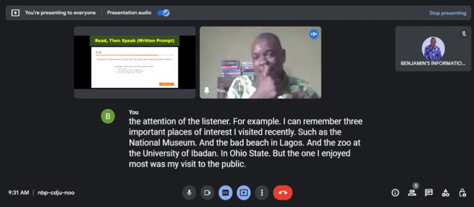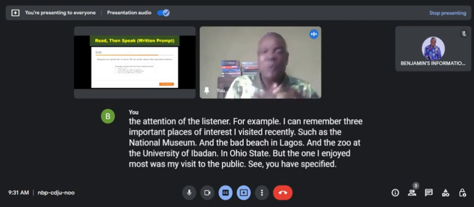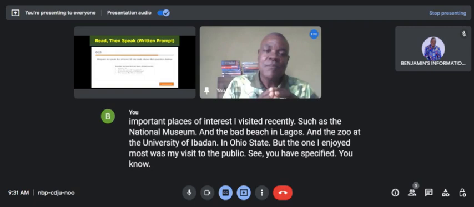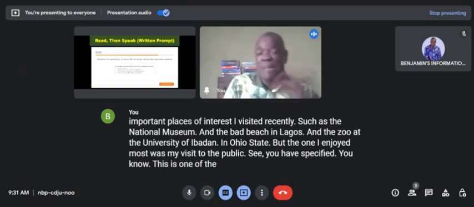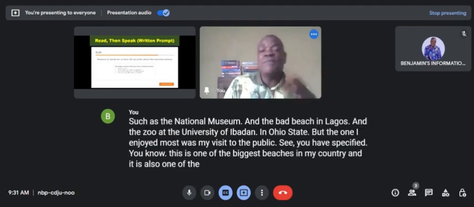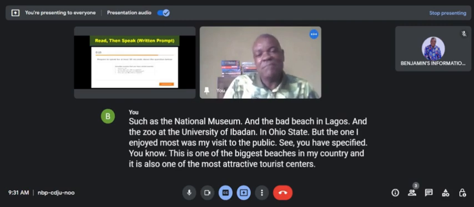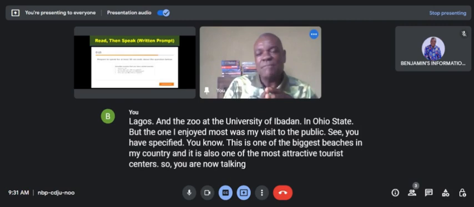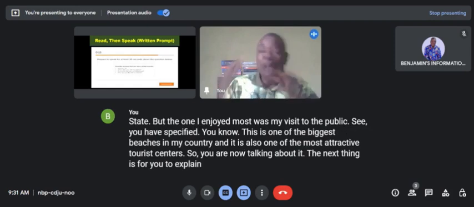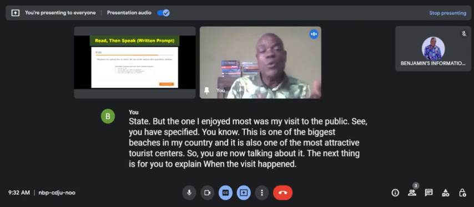See, you have specified, you know. This is one of the biggest beaches in my country, and it is also one of the most attractive tourist centers. So you are now talking about it. The next thing is for you to explain when the visit happened and to whom or with whom.